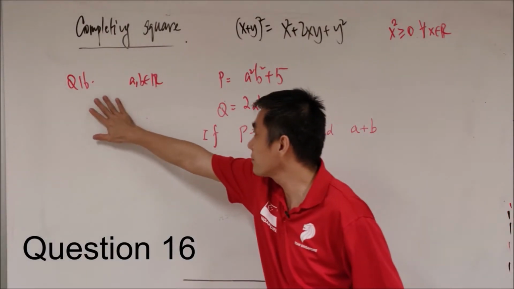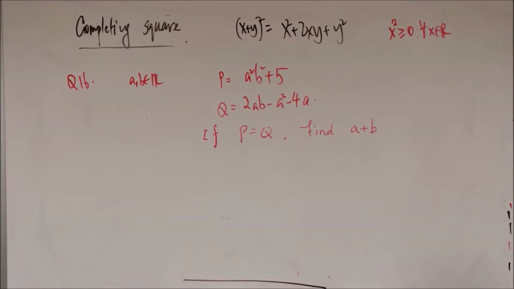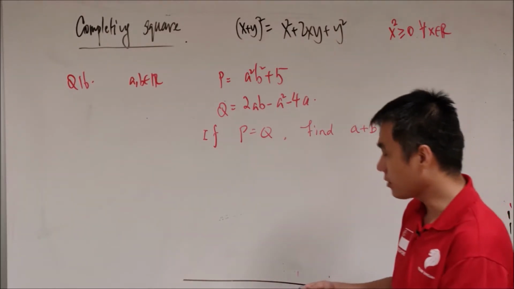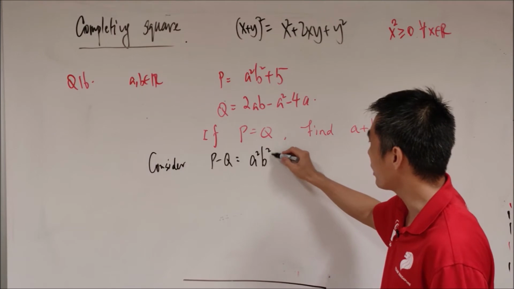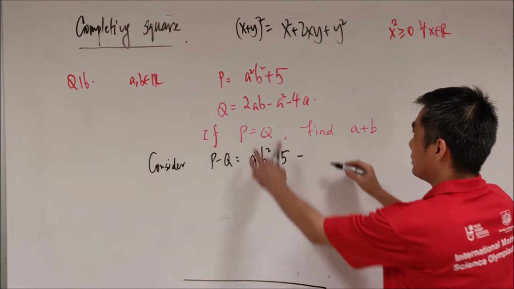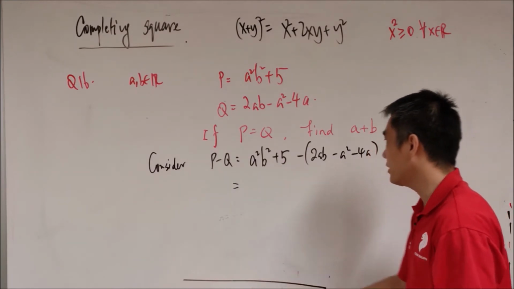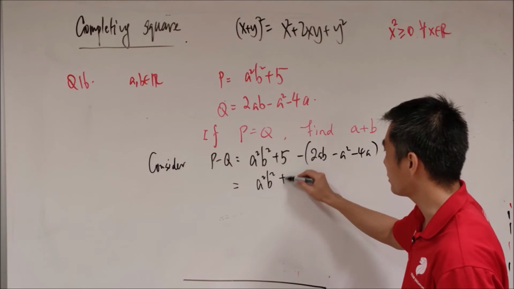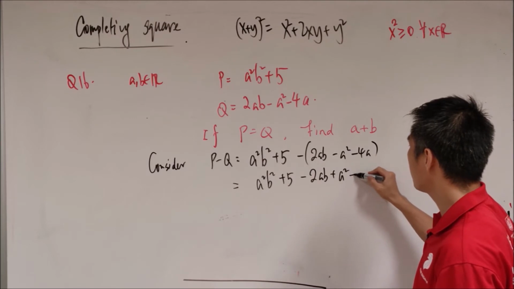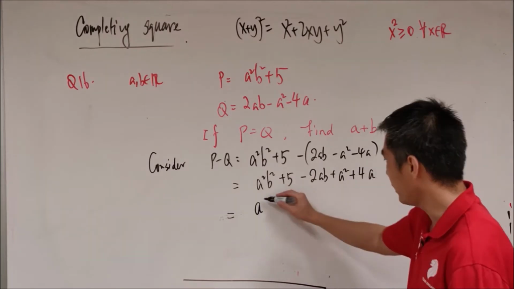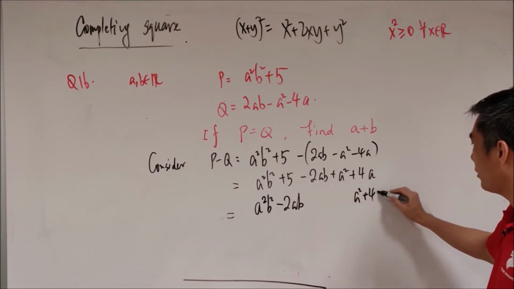So this is question 16. A, B are real numbers. P and Q are as such. If P equals Q, what is the value of A plus B? So we can consider P minus Q. P minus Q will equal A squared, B squared plus 5 minus 2AB minus A squared minus 4A. And this will give me A squared, B squared minus 2AB, A squared plus 4A, plus 5.